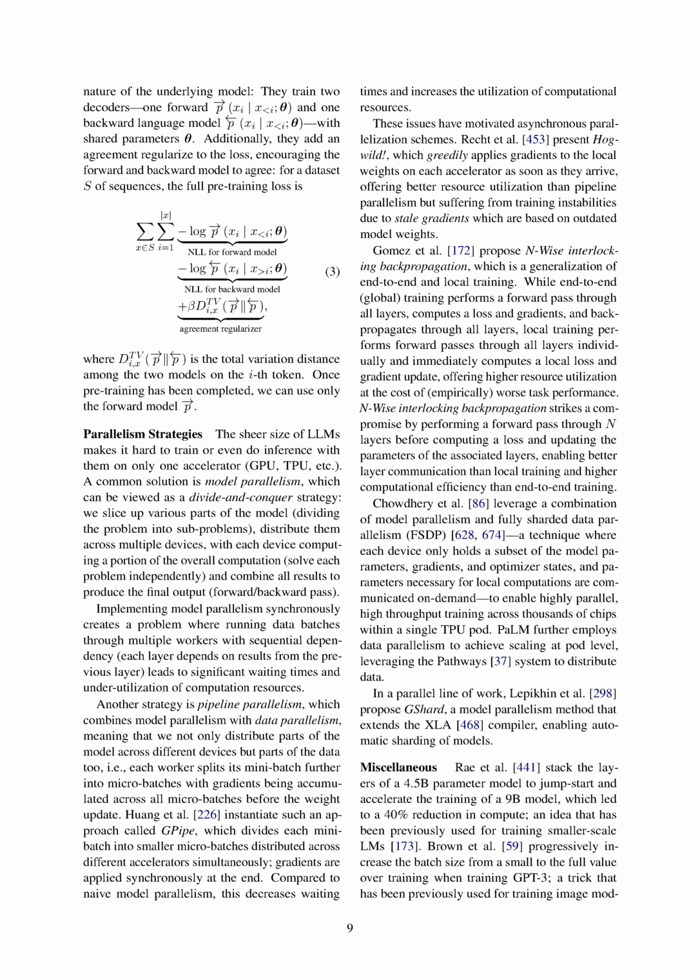Section Summary. LLMs are difficult to train or do inference with on a single accelerator due to their large size. Model parallelism divides the model into subproblems and distributes them across multiple devices, while pipeline parallelism distributes both model parts and data parts. GPipe divides mini-batches into micro-batches across different accelerators, while Hogwild applies gradients to local weights as soon as they arrive. N-wise interlocking backpropagation strikes a compromise between end-to-end and local training. PaLM combines model parallelism and fully sharded data parallelism to enable high-throughput training, while GShard extends the XLA compiler for automatic model sharding.